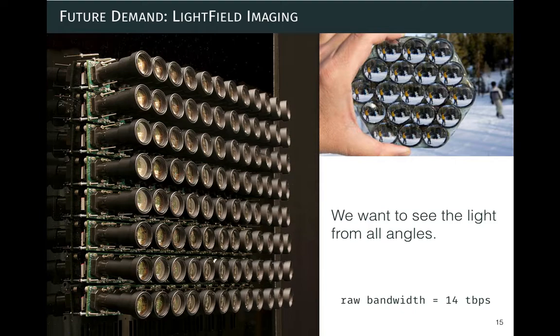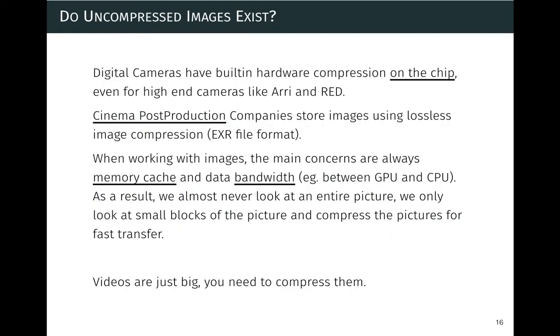But 14 terabits per second? Not good. So the thing is, you want compression. Everybody uses compression. Nobody works with raw images, even in cinema post-production. Cinema post-production companies are the likes of ILM, Weta Digital or Double Negative in London. They're the people making the movies, and you'd think they really care about the pixels and don't want to compress the images. Well, they do.